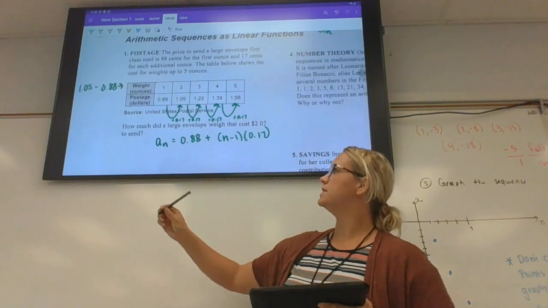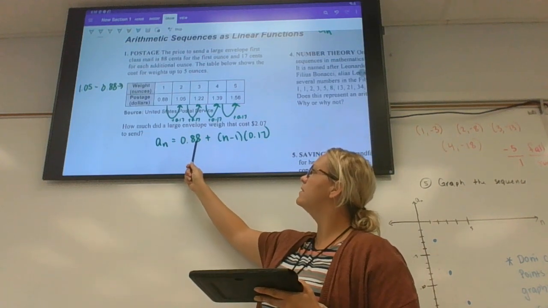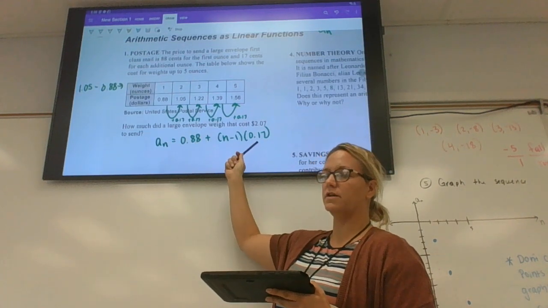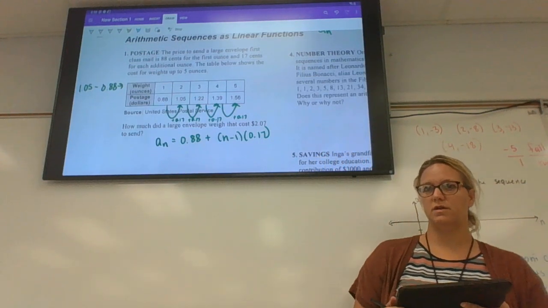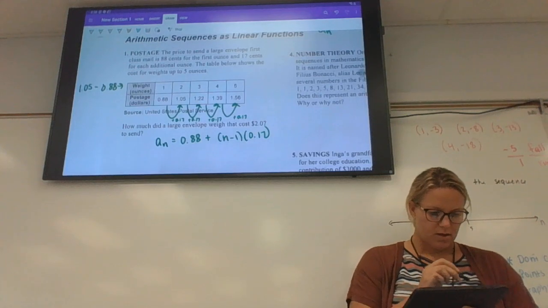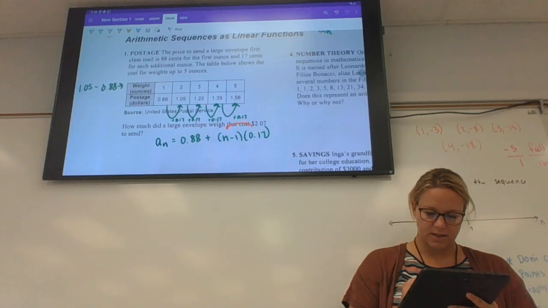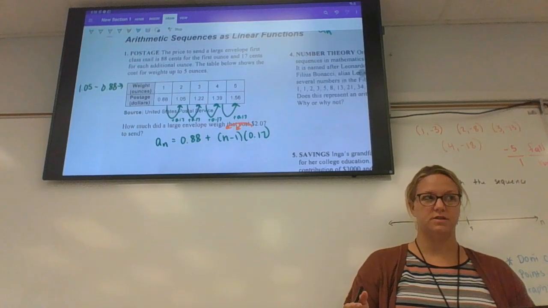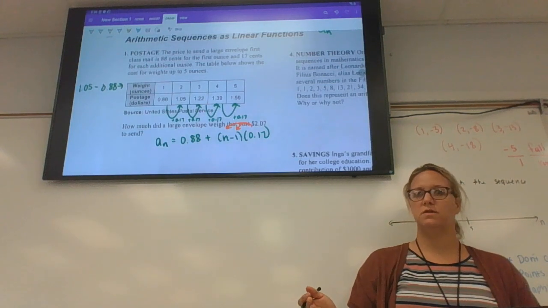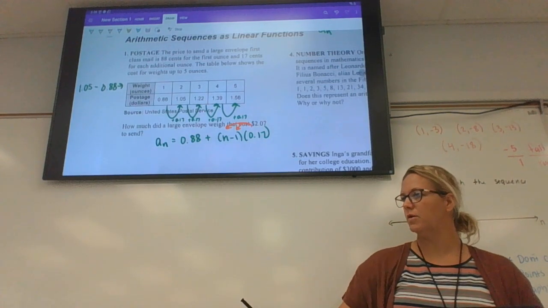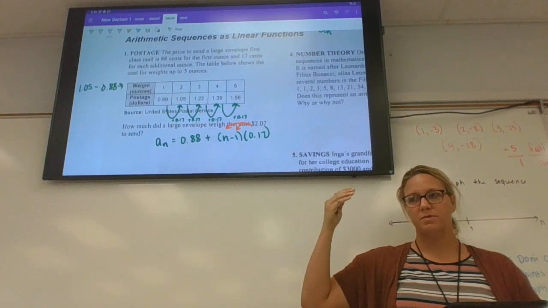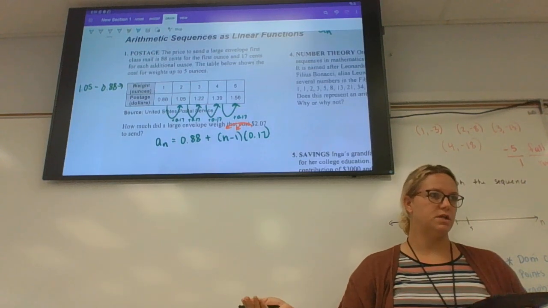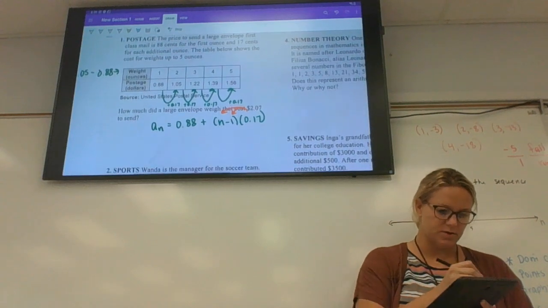All right, so I plugged in the first amount. I plugged in the common difference. Now I'm going to rewrite all of this to have an equation. And the computers at the post office are literally just using this equation. They put their envelope on the scale. This is programmed in their computer. The price pops up, and that's how much the worker says that the customer owes.